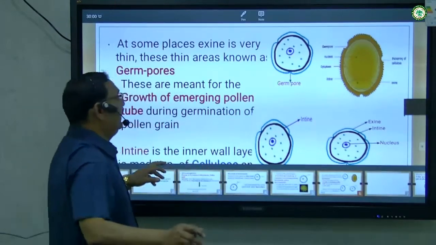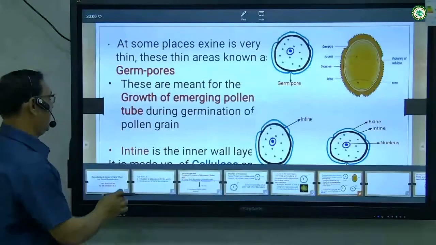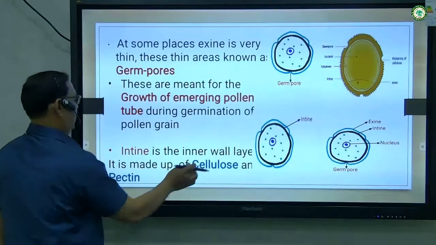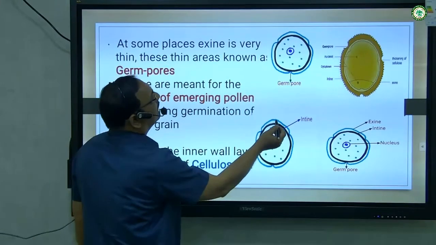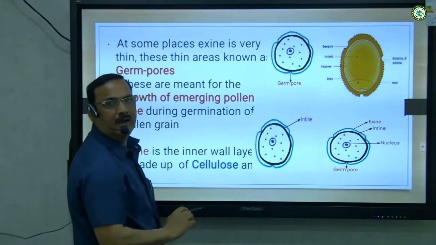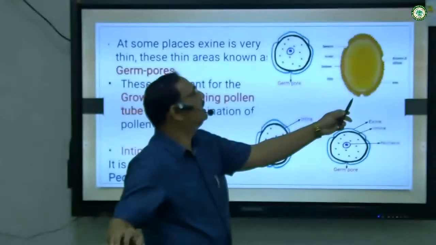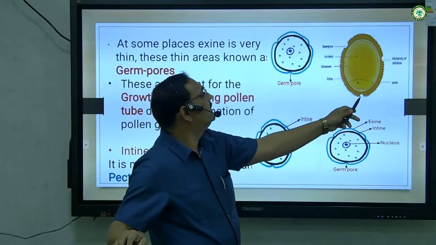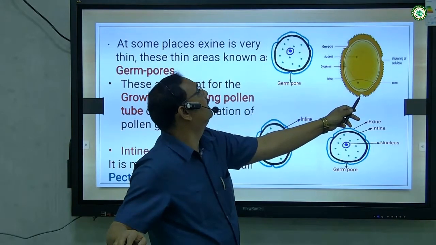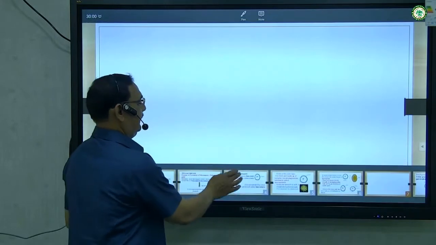Now, the next point: the inner wall of the pollen grain is known as the intine. In this figure you can see we have labeled the structure called the intine. Now these are the germ pores. You can clearly see the germ pores in this figure. These are the three germ pores which are clearly seen.